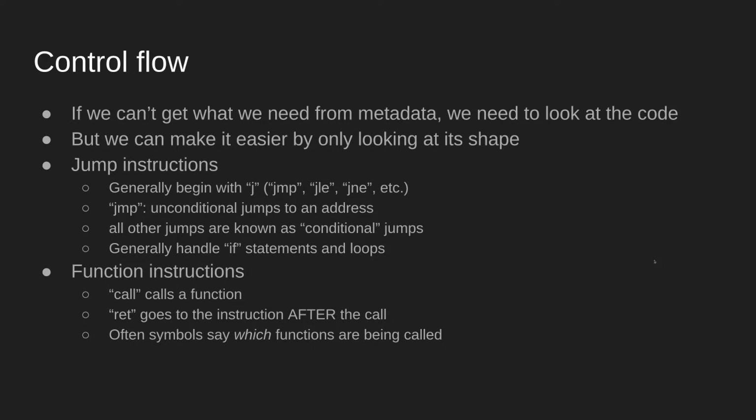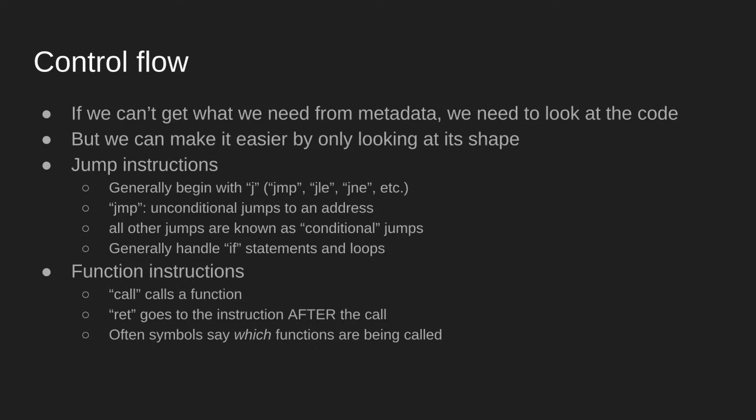So if we can't get what we need from all this data and metadata, we're going to actually start needing to look at the code. But just before we start reading the assembler, we can make it easier by looking at its shape. Jump instructions generally begin with J: JMP, JLE, JNE, and so on, and fall into two categories. JMP jumps to an address. It's like a go-to. Well, it is, in fact, actually on most systems, it's implemented as a go-to. It doesn't ask any questions, it just goes to a place in the memory.